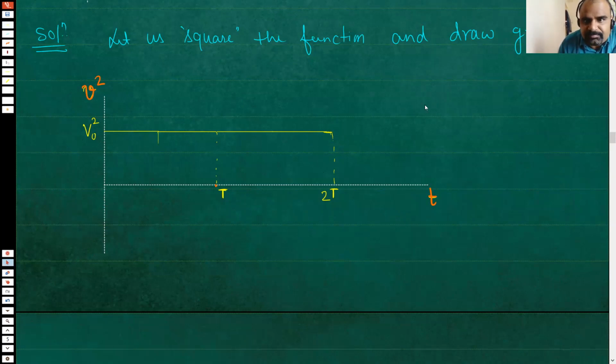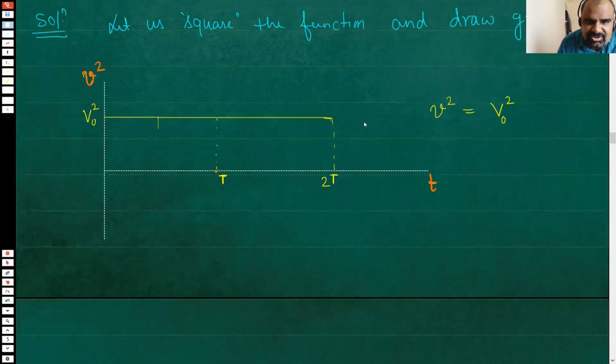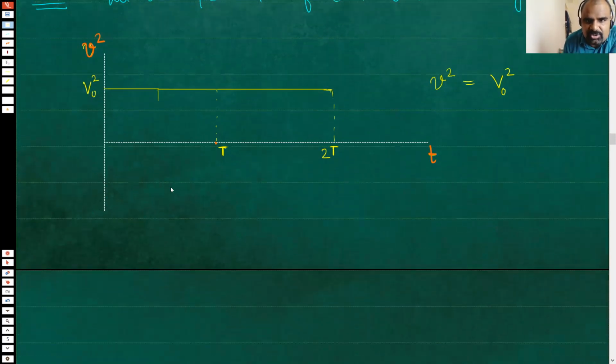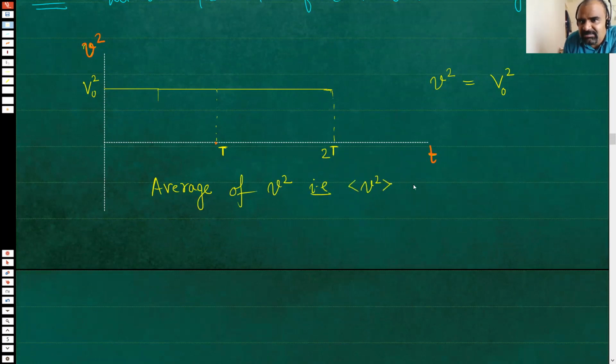Okay. So we can say that V square, the instantaneous voltage square is nothing but V0 square all the time. It's a straight line graph, and that too straight line is a horizontal straight line. That means a constant graph. So what will be the average? Average of V square, that is V square average. Well, since it's a constant function, for a constant function, the average is that very thing.